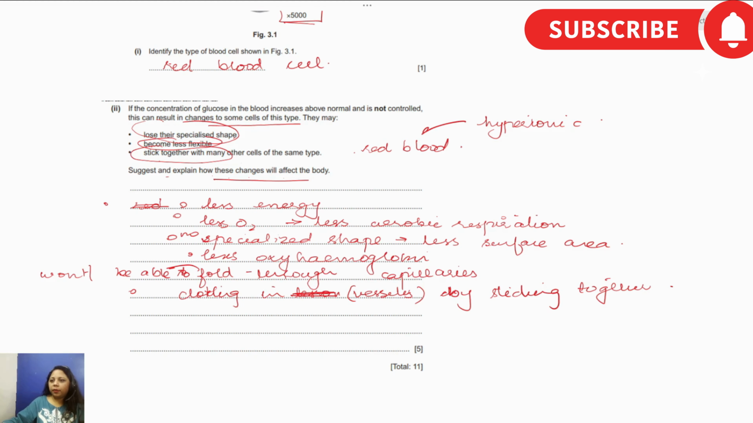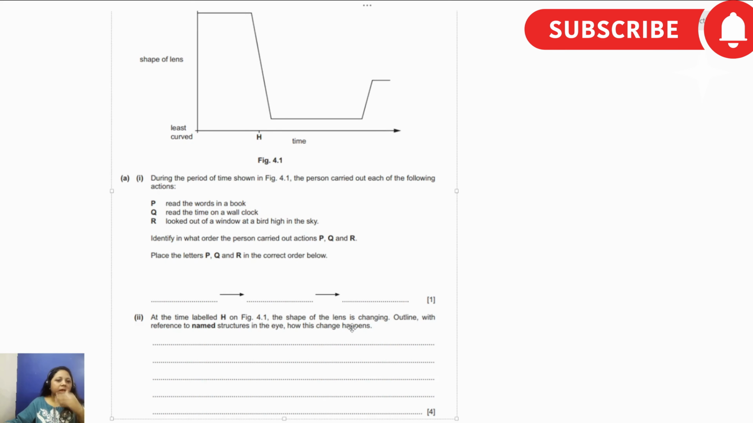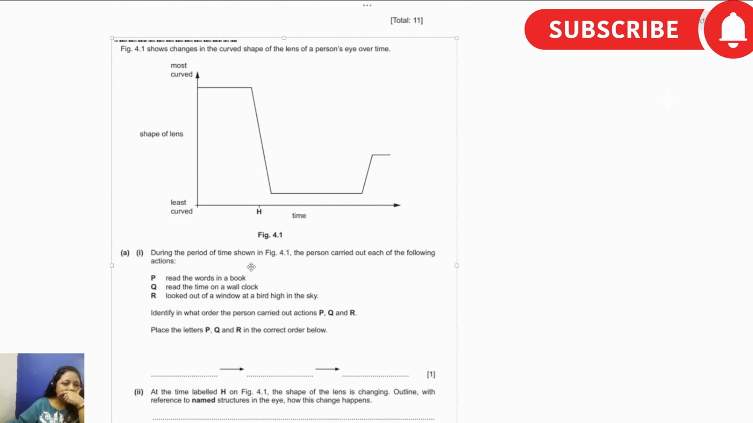There is a graph given. Let's observe this graph. A shape of lens is given. It's related to the eye. It's getting less curved, or you can say it's thickened. What is the effect? Let's see. Describe a period of time the person carried out each of the following actions. Reading the words in books.